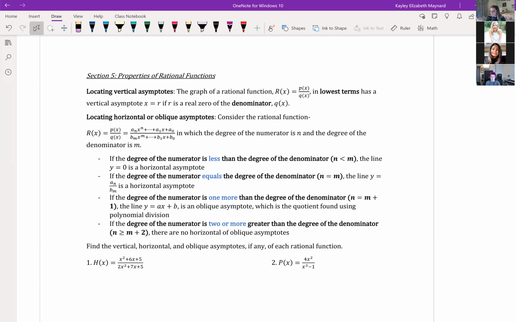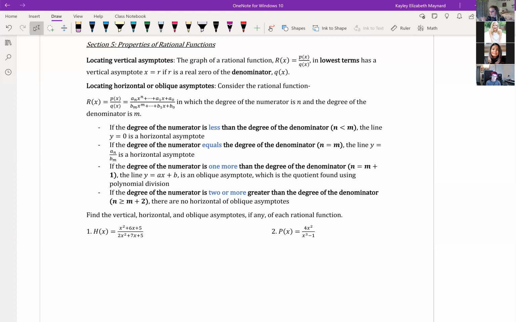So to refresh our memories, the vertical asymptotes. A rational function in lowest terms has a vertical asymptote x equals r if r is a real 0 of the denominator. So what does that mean? That means if our rational function is in lowest terms, the zeros of the denominator are going to give us the vertical asymptotes.